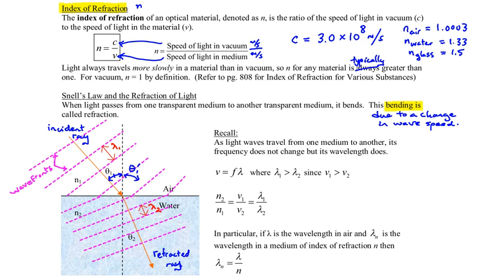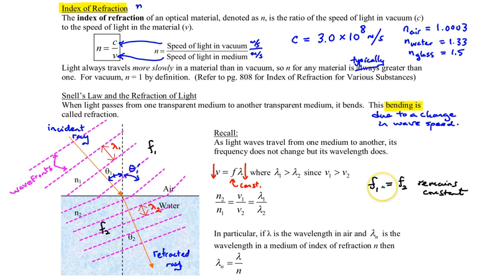So we see that the wavelength decreases as the speed decreases, but there is one quantity that does not change, and that is the frequency. The frequency in this medium and the frequency in the new medium is the same. So frequency 1 and frequency 2 remain constant in any kind of refraction. So as the light wave moves from air into water and slows down in speed, the wavelength decreases while the frequency remains constant.